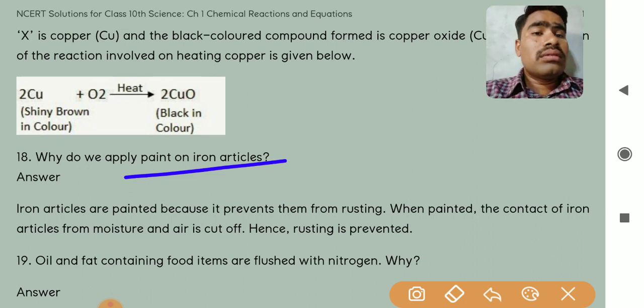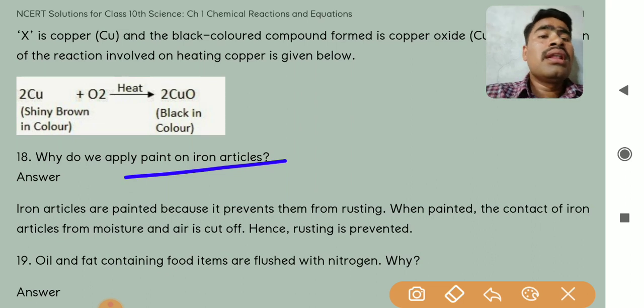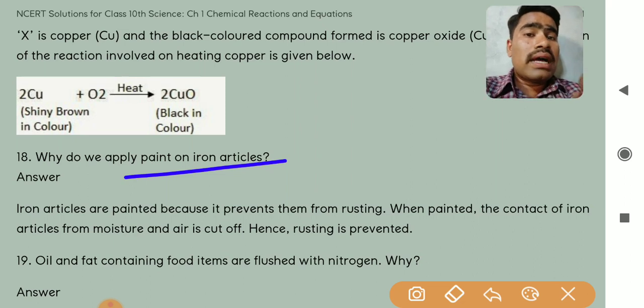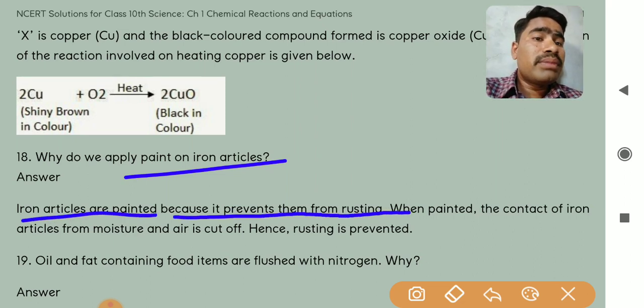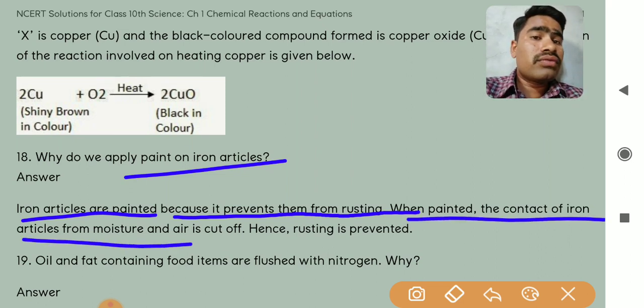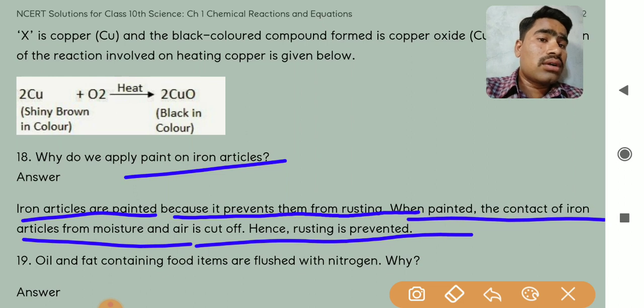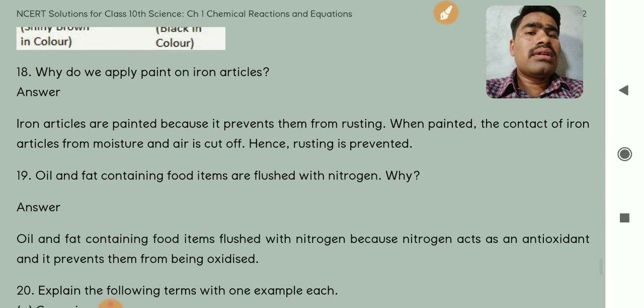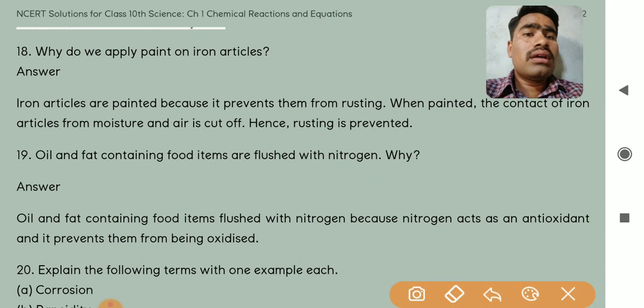So to prevent this contact of the iron surface with the moisture and oxygen from the air, the paint is applied on the iron surface. So iron articles are painted because it prevents the iron article from rusting. When painted, the contact of iron articles with the moisture and air is cut off, and hence rusting is prevented. So this is a very simple technique: every year we have to paint the iron surface so that oxidation of iron can be prevented and iron will remain strong. Okay, so this is the reason why we apply paint on the iron surface.